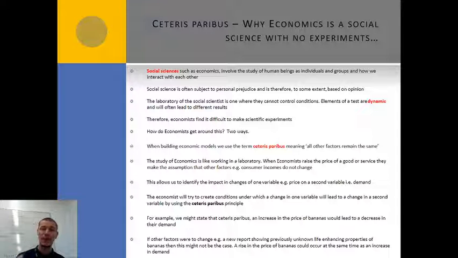So ceteris paribus, we're looking at two variables only in the banana example, the price of bananas and the demand for bananas, and that almost makes it a scientific experiment, okay? So we are social scientists, we are looking at society and individual and group behavior, but we don't have a laboratory unless we say ceteris paribus. And that's a really good cop-out for me as a teacher.